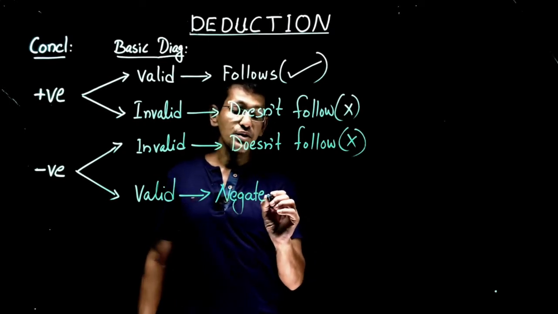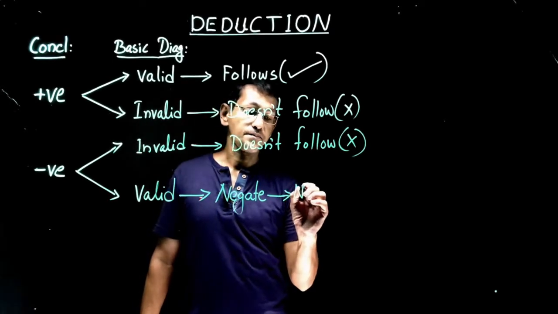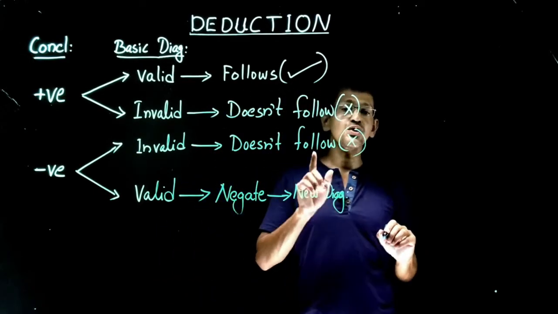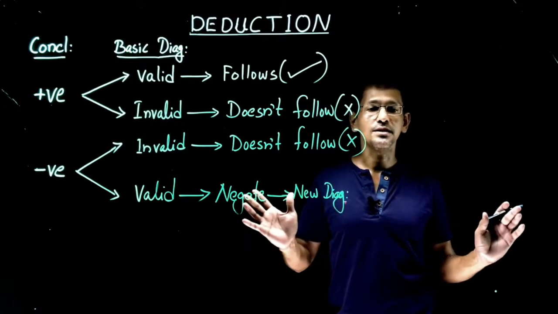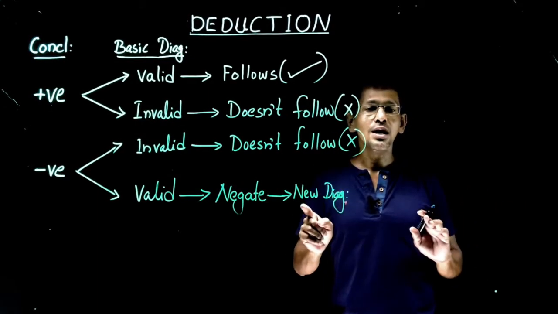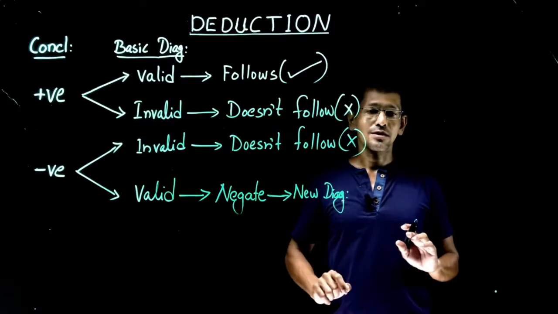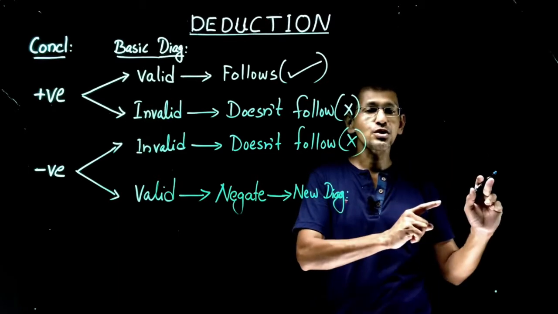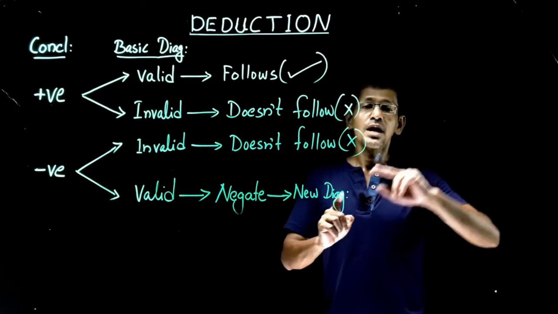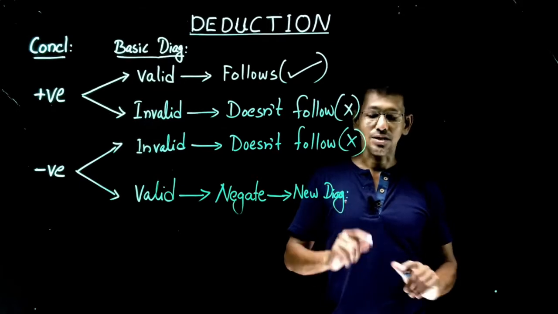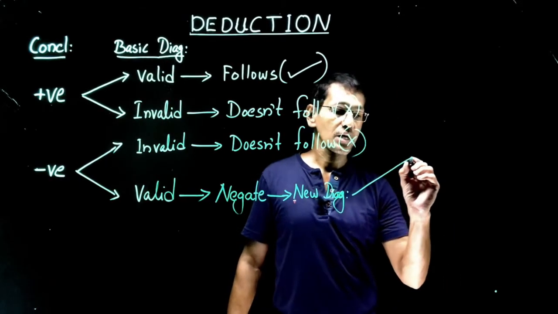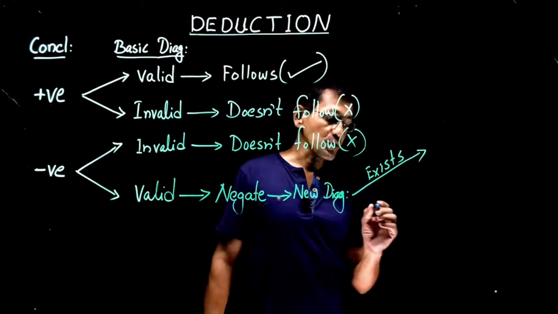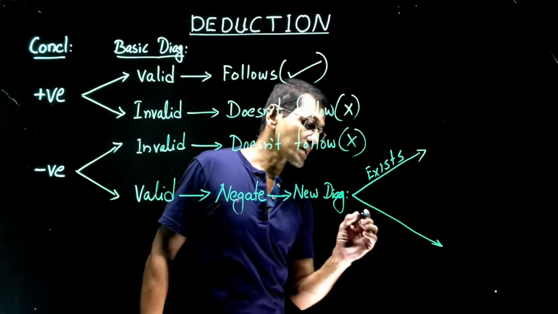After negation, we have to draw a new diagram. Well, after drawing this new diagram, what's the next thing? We need to check whether this new diagram exists or not. How do we check it? We'll check it with the given statements, right? When we check it with the given statements, there are 2 possibilities. Either the new diagram exists or the new diagram doesn't exist.